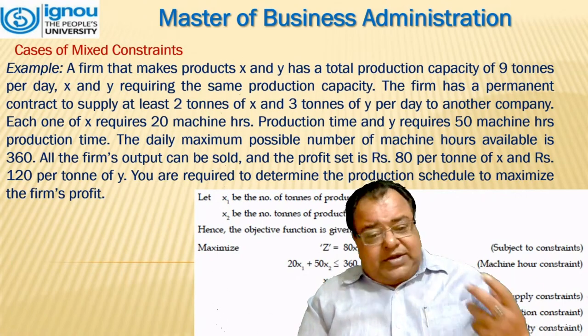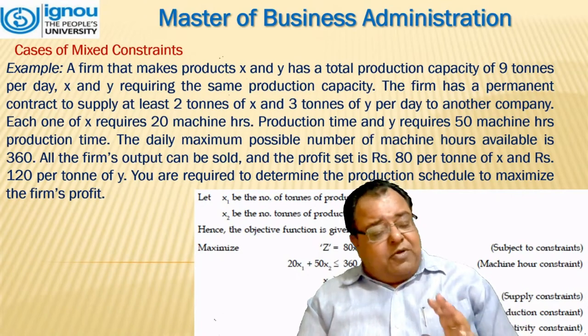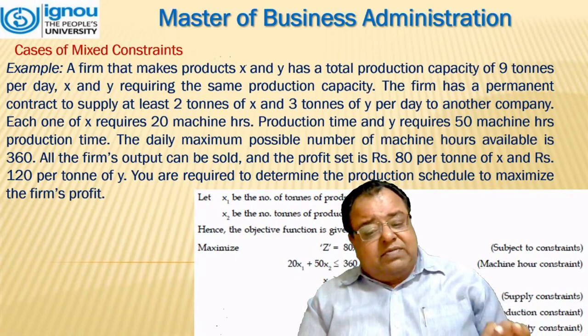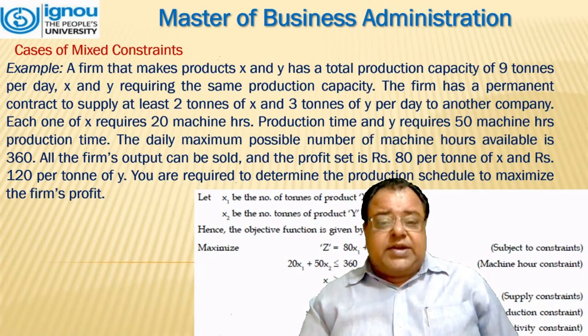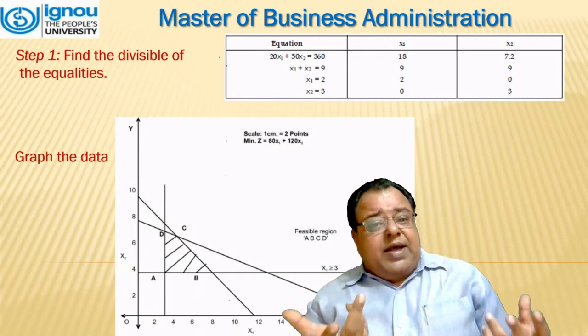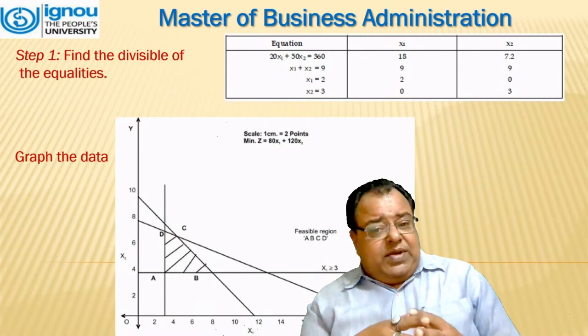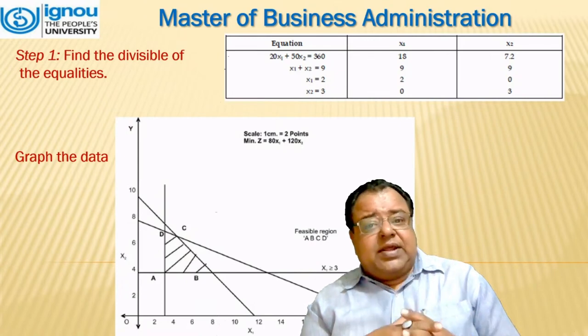Similarly, production cannot be negative. We are talking about the production, and the production in both X1 and X2 cannot be negative. So that means X1 and X2 both are greater than or equal to 0. These are the non-negativity constraints. Now, again, the same method has to be followed. We will be converting the equations into intercept form and finding out the different intercepts.